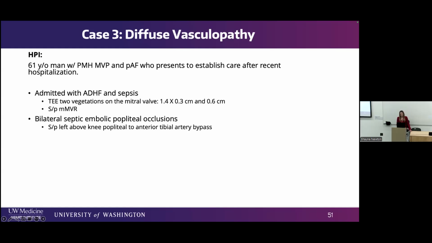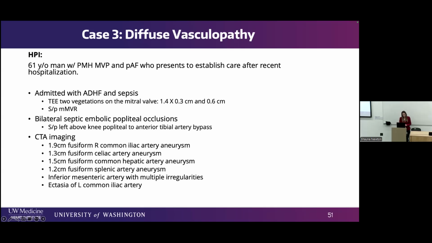Given his acute endocarditis, the vascular surgery team initially tried conservative management and initiation of anticoagulation, but he had pretty persistent left lower extremity rest pain. So he actually required an above the knee popliteal to anterior tibial artery bypass. Then when he underwent the CT scan to evaluate his bilateral septic embolic popliteal occlusions, he was found to have all these abnormalities, multiple different aneurysms.